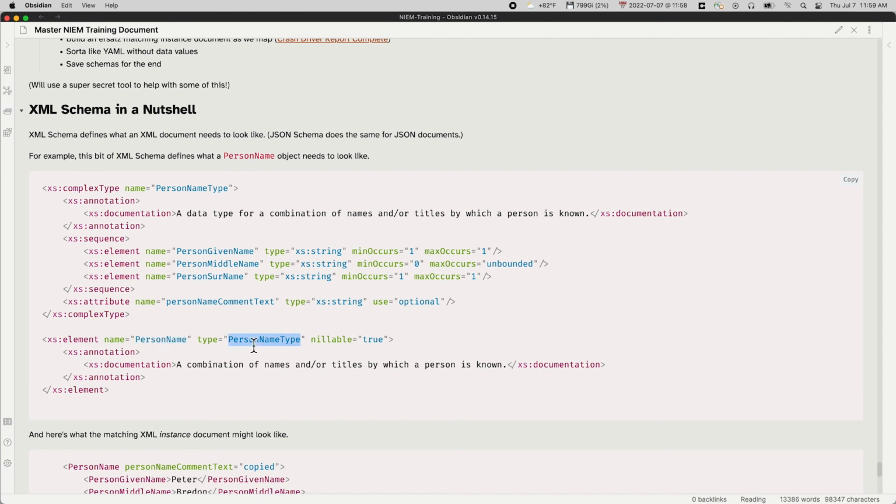So where is its type? It's up here. Here's the start. Something called a complex type. Complex type holds other things. So this is an element that will hold other elements instead of an element that will hold data like a string or a date or a number. Here's the name for it. Person name type. Matches the type down below. This is the type of person name. This is where we go to find out what the person name could contain.